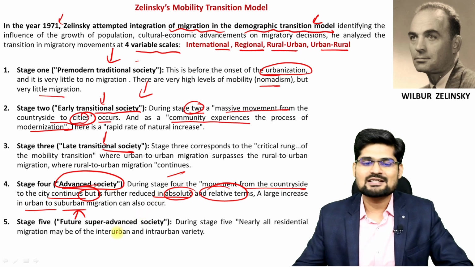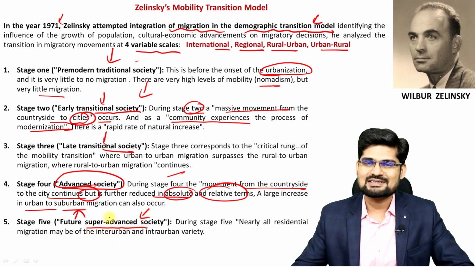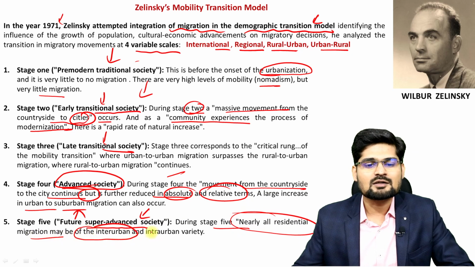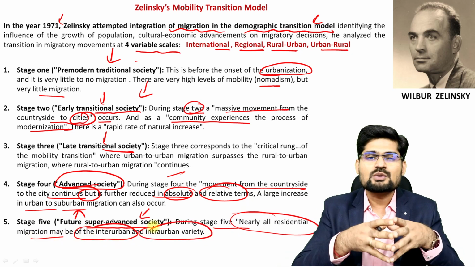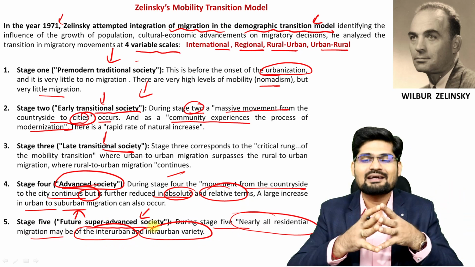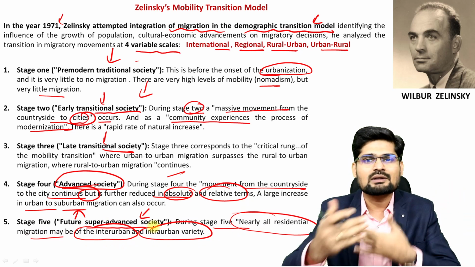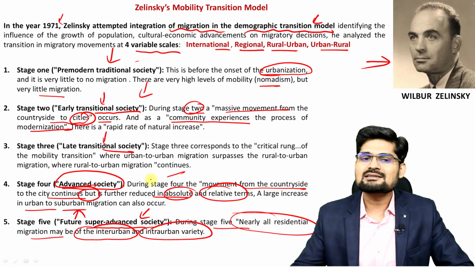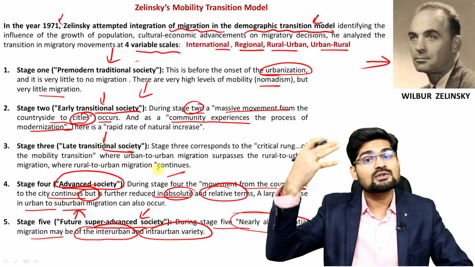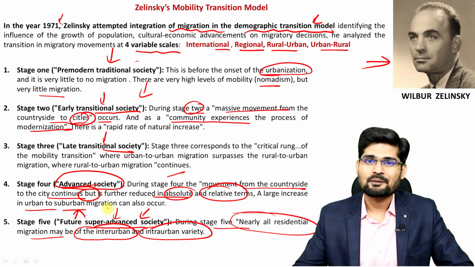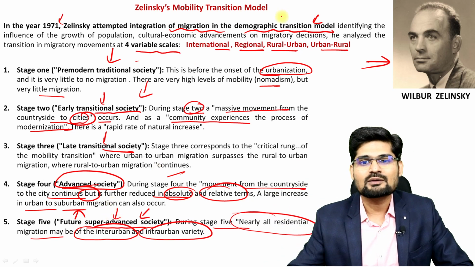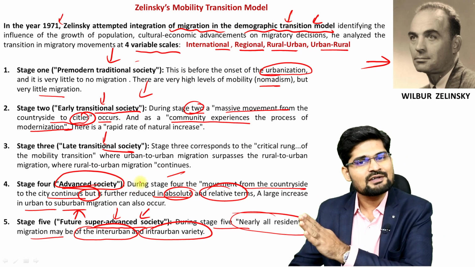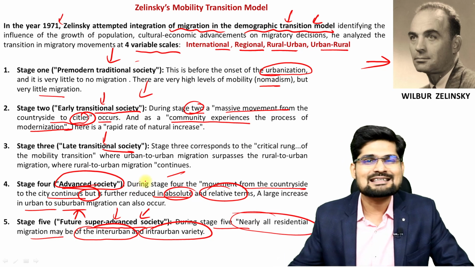And then is the 5th stage, which is the future super advanced society. That is basically nearly all residential migration may be interurban or intra-urban, because eventually rural will disappear, only urban will be there. So intra-urban or interurban will be all that is left. That is what he talked about. So this is what the transition model is, from primitive stages to the super ultra modern advanced society, right? And if you observe, this is carefully looking at the demographic transition as well, different stages of demography, so different stages of migration alongside. This is the Zelinsky model, right?